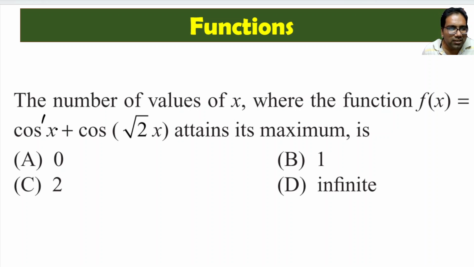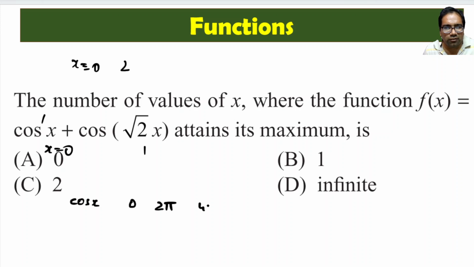Right. You can clearly see when x equals 0, cos x is 1, and cos √2x is also cos 0, which is equal to 1. So when x equals 0, the sum is actually equal to 2. Okay. Now, let's take the case of cos x. Cos x is 1. When is it 1? When x is 0 or 2π or 4π or 6π, every 2π. Right. Every 2π, this one will attain its maximum.